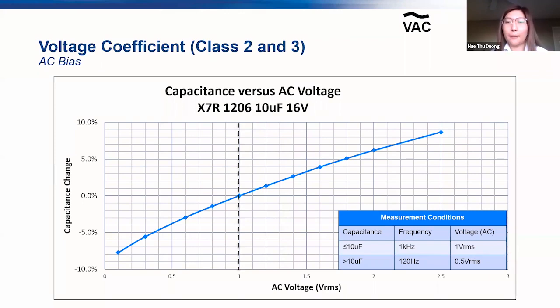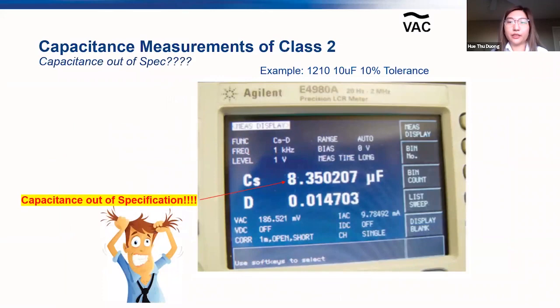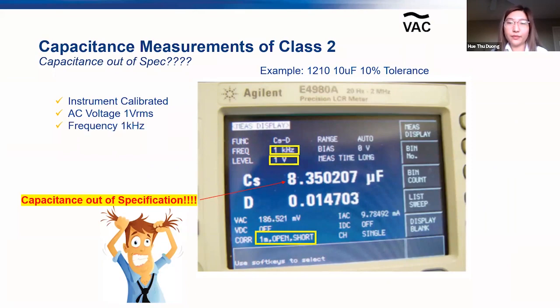This is important because you may take a measurement and see that the capacitor is out of spec. For example, here we can see an actual capacitance measurement of a class 2 X7R 1210 10 microfarad MLCC with 10% tolerance using an LCR meter. The capacitance is measuring out of spec, even though the instrument is calibrated, and the AC voltage is set to 1 V RMS, and the frequency is set to 1 kilohertz. So why exactly is this happening?